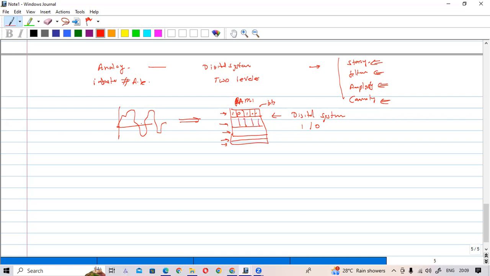So if you want to store the signal, can you directly do it in this kind of RAM?